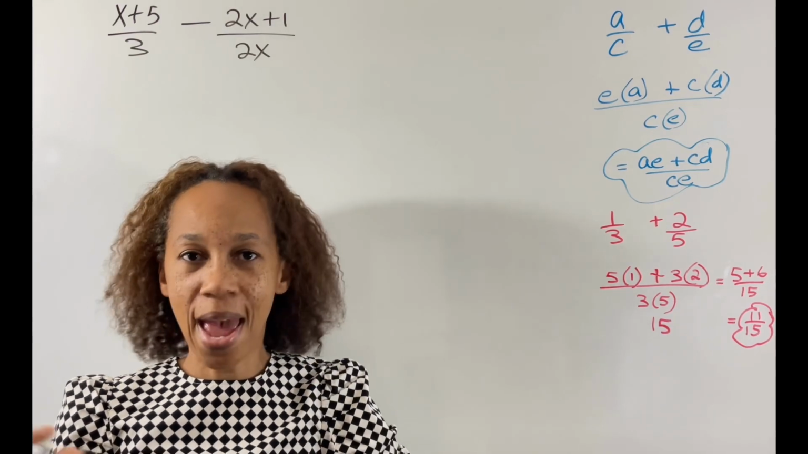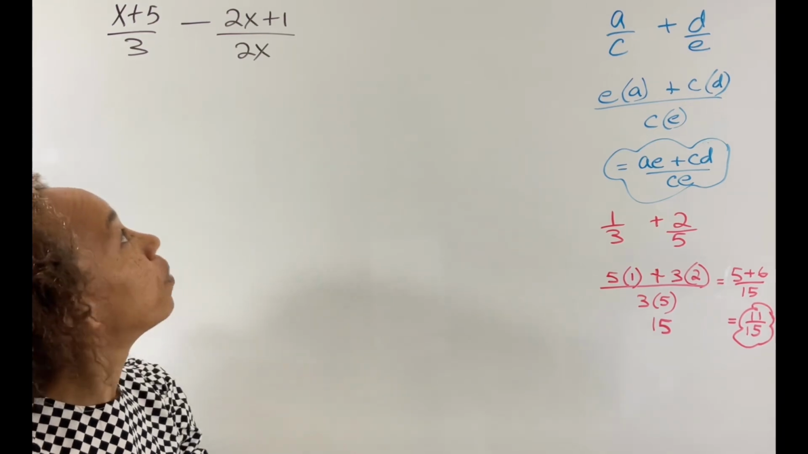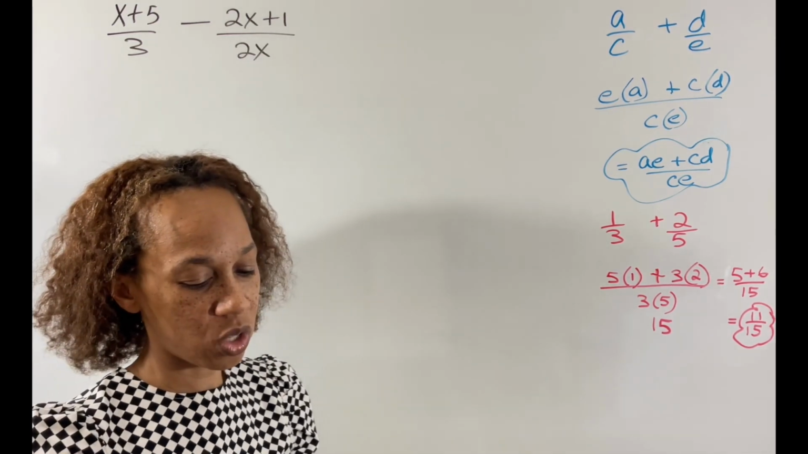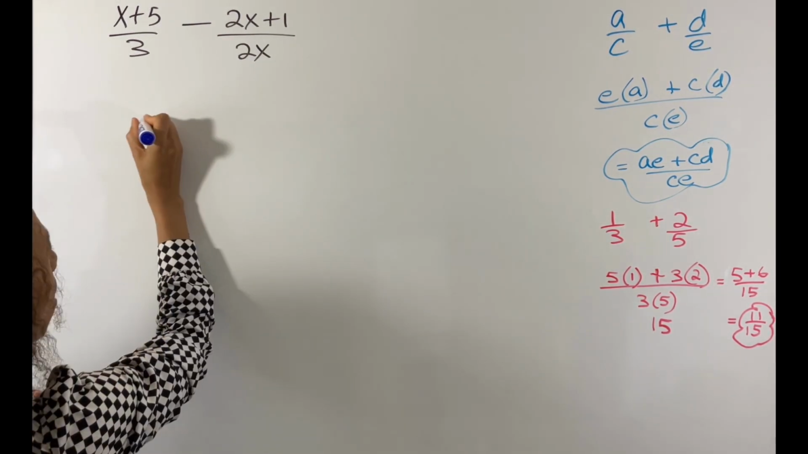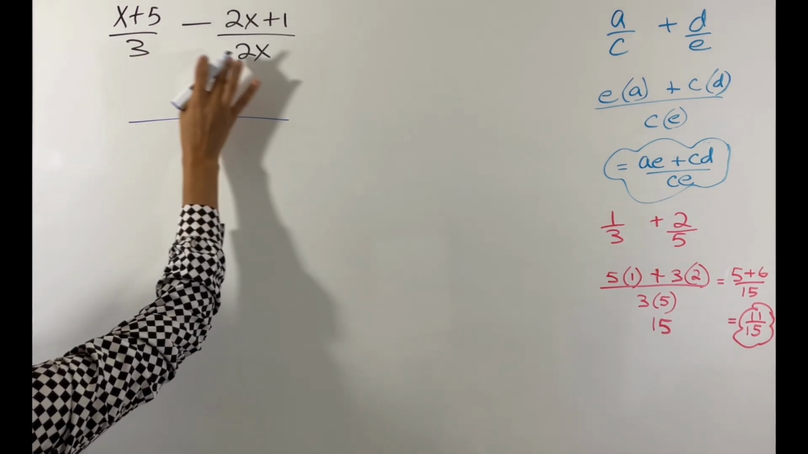example. So I am adding on to prior knowledge that you should have into this example. So let's go ahead and add and subtract these. To start off, you must draw your line there, and we are going to multiply 3 by 2x.